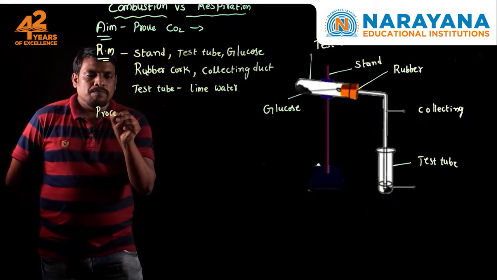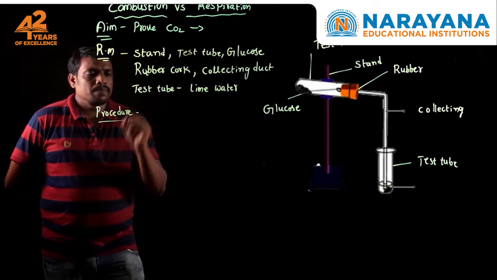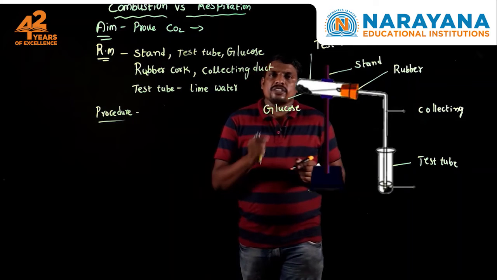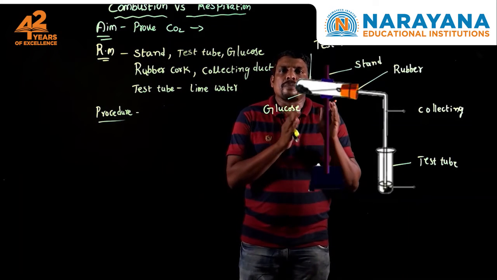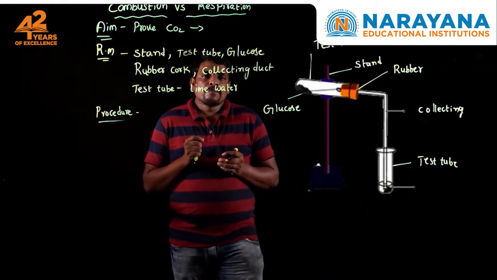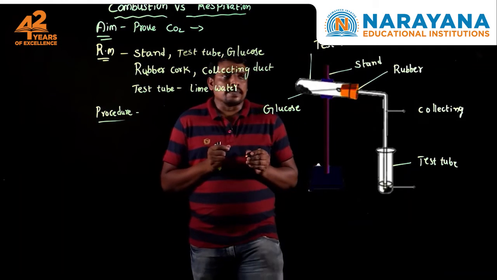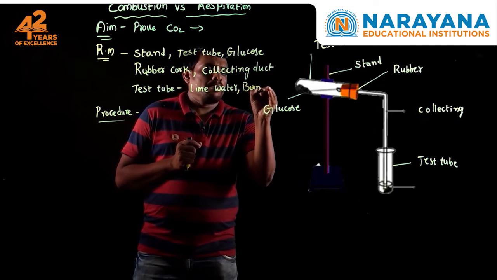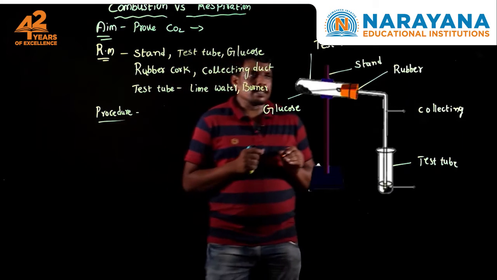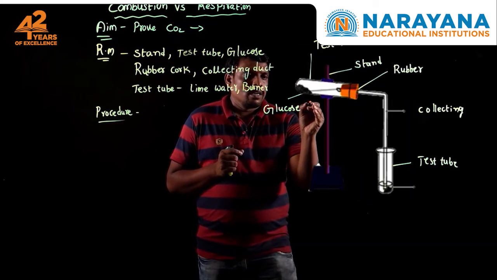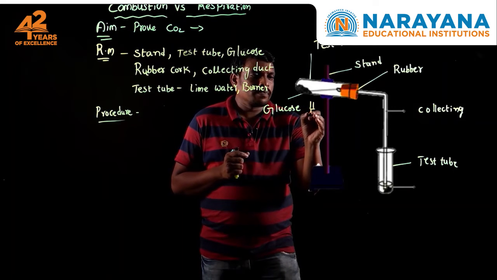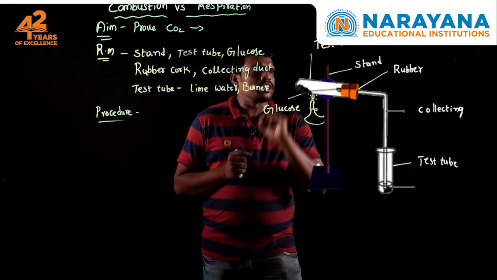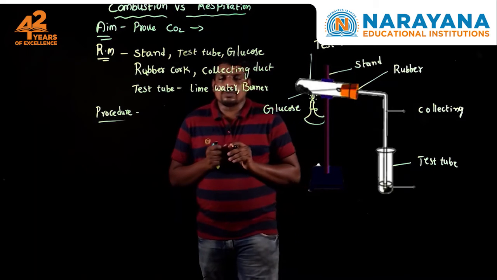What is the procedure? Let us learn the simple procedure. First of all, we need to write the procedure by arranging the apparatus. Let us arrange the apparatus as shown in the figure. After this, take the Bunsen burner. So we need one more material, that is the Bunsen burner or a candle. Now take this burner. With the help of this burner, please heat up the test tube which contains the glucose.